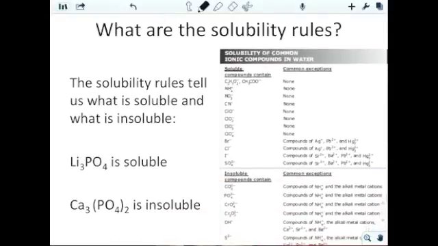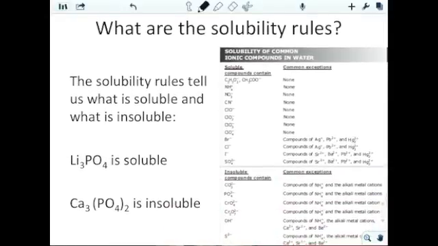What are the solubility rules? The way we predict in a double replacement reaction if there's going to be a precipitate is we look at the solubility rules, and these are on your star charts that you should have. The solubility rules tell us what is soluble and what is insoluble. So here are just some rules.